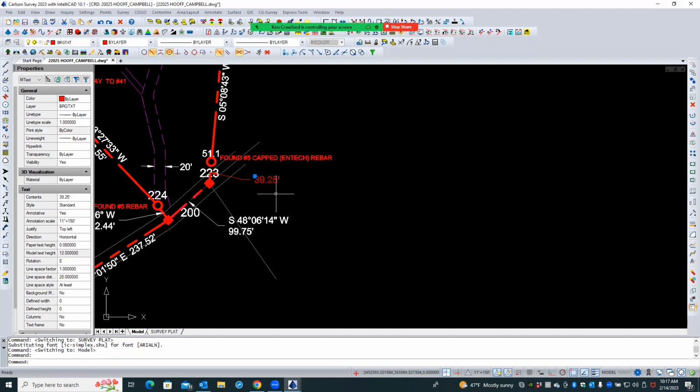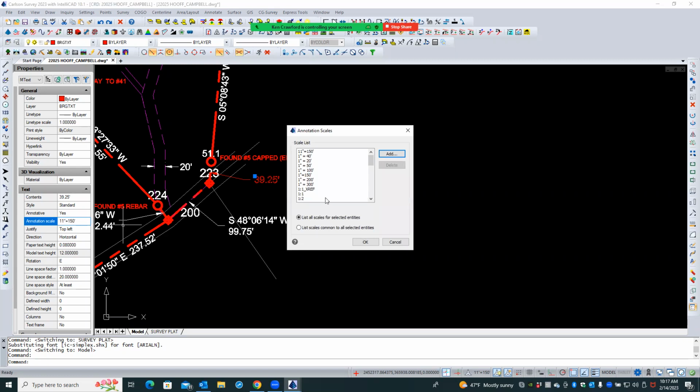If I look at what this is, that is in text and it is annotative at 11 inch equals 150 feet. What is your plat scale? I think 1 inch to 150 feet. I think that's what it's supposed to be. I hope that's what it is.